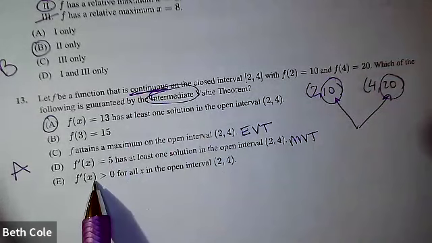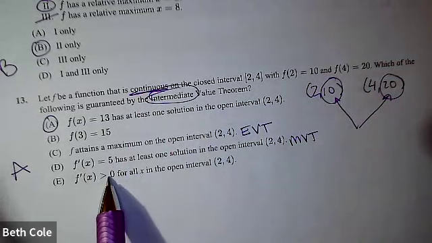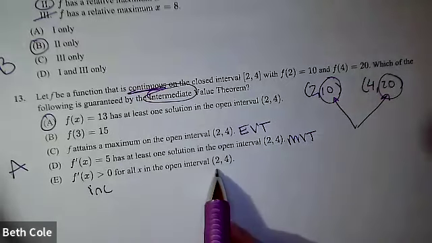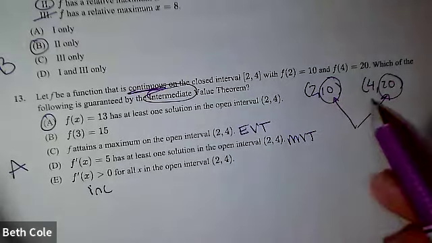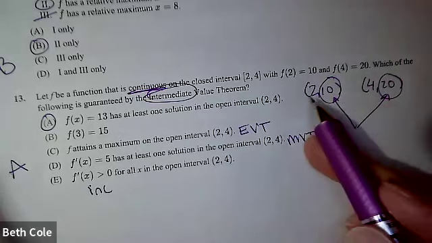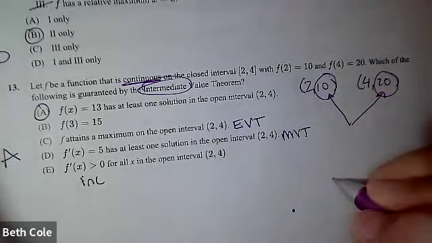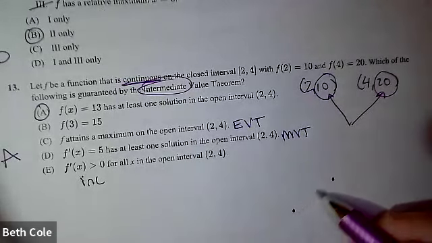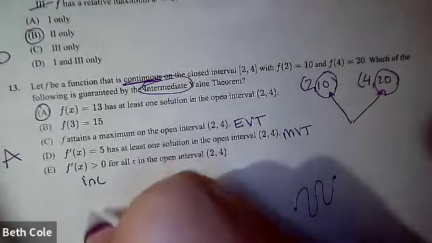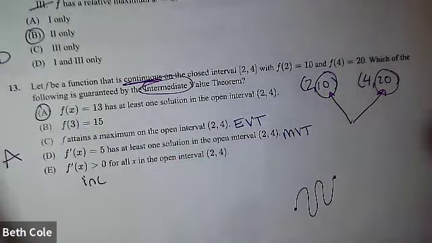And then this one's talking about the first derivative being positive. That means the function needs to be increasing all of the time. Well, I don't know. Maybe it increases, but maybe it goes down and then comes back up. I have no other information than the starting point and the ending point. It might just connect like this, but it also might do that. You have no idea, so you can't guarantee that. So again, the answer was A for that one.